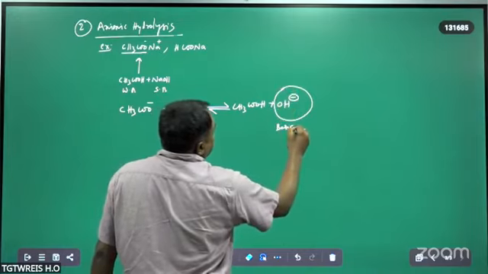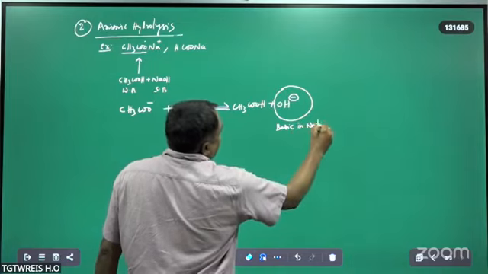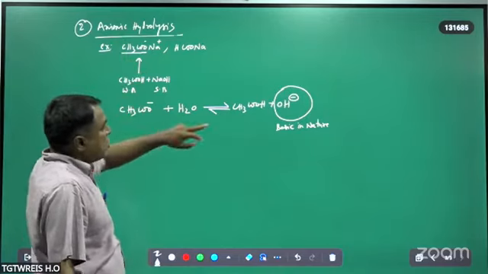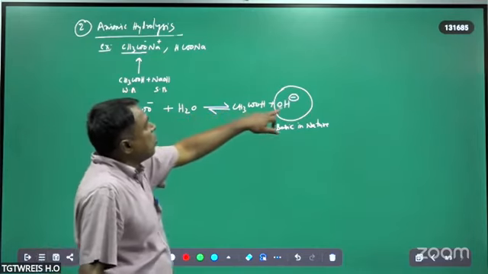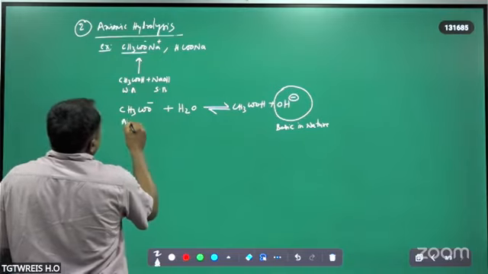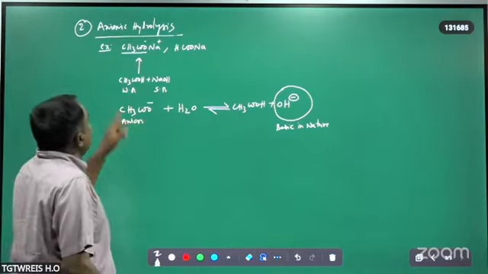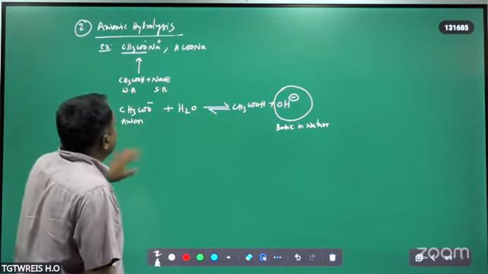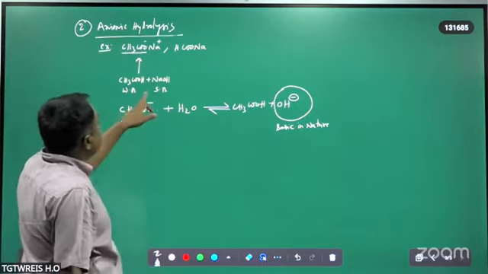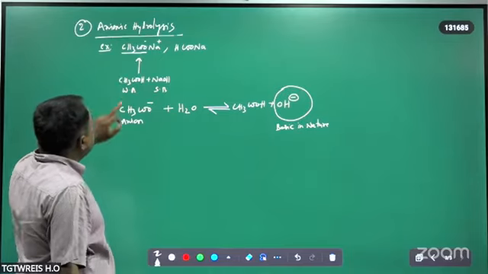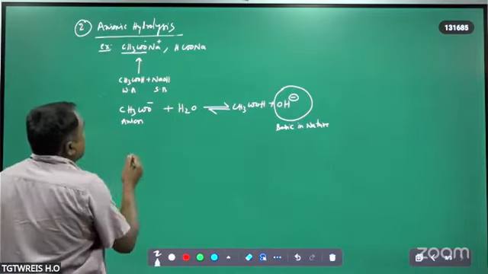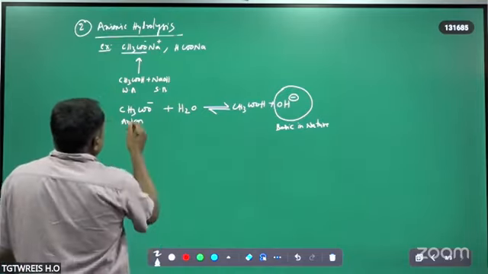So aqueous solutions of these salts of weak acid and strong base are basic in nature because they are producing OH minus in the solution. So this is the anionic part. The anionic part of the salt is undergoing hydrolysis. So CH3COO minus Na plus and HCOONa are the salts of weak acid and strong base. In these salts, only the anionic part of the salt is undergoing hydrolysis because the anion is the conjugate of a weak acid.